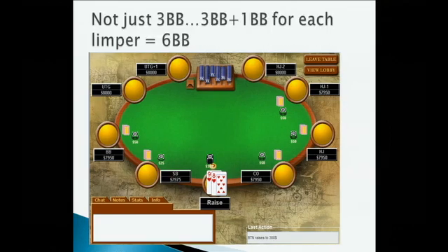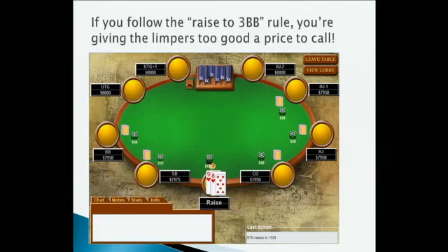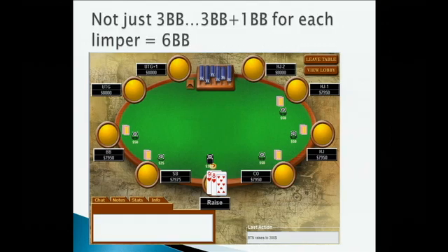If I only make it 150, then by the time it's folded to the last guy, they have to put in 100 into a pot of 375, right? So that's like 3.75 to 1 odds. That's too good. So roughly the rule is take whatever size you were going to raise to, and then add a big blind for each limper. This essentially makes it so that the odds are the same as before. So in this case, if you were going to make it 3, I would make it 3 plus 1 plus 1 plus 1, because there are 3 limpers.